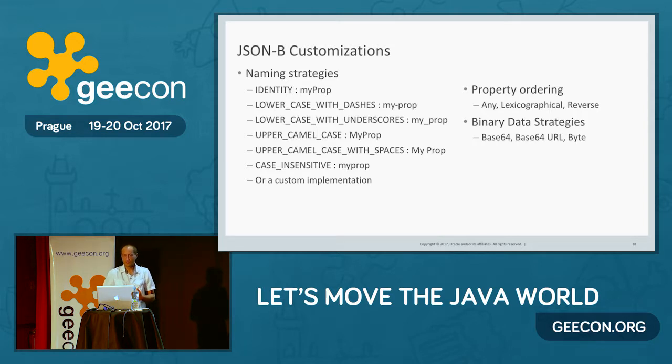Other customization options are things like changing naming strategies. By default, it's identity. So if my property is called myProp with upper P, then in the JSON document, I will have exactly this property. But sometimes one needs to rename it somehow, or doesn't want to use upper cases, only lower cases, or it can be case insensitive. Then there are options to override default behavior. Or if you want something really specific, like you have really long names and you have some algorithm to shorten them, you can write your own implementation which will take care of it. Again, property ordering can also be customized, binary data strategies as well.